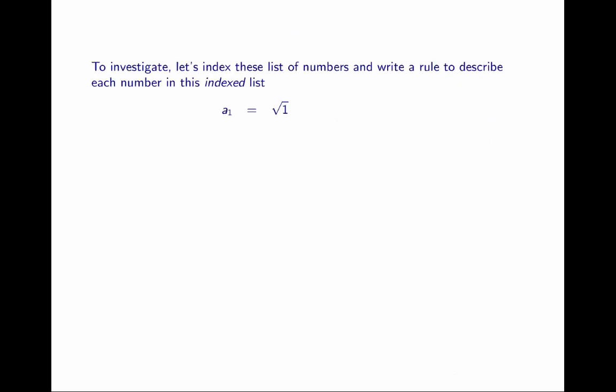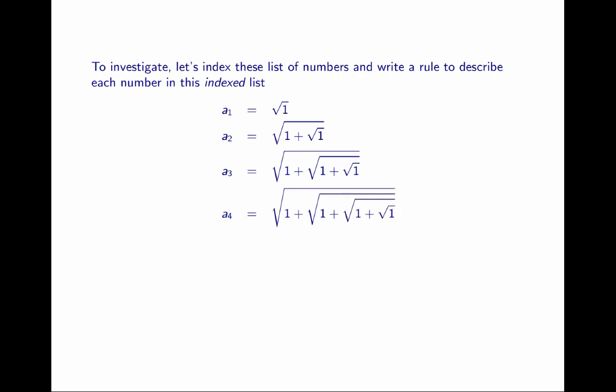So to investigate, let's index these listed numbers. In other words, let's write which number belongs in which entry in a sequence of numbers. So for example, for the first possible number, we'll say a1 is the square root of 1. a2 is the square root of 1 plus the square root of 1. a3 is the square root of 1 plus the square root of 1 plus the square root of 1. a4, similarly, is the square root of 1 plus the square root of 1 plus the square root of 1 plus the square root of 1.